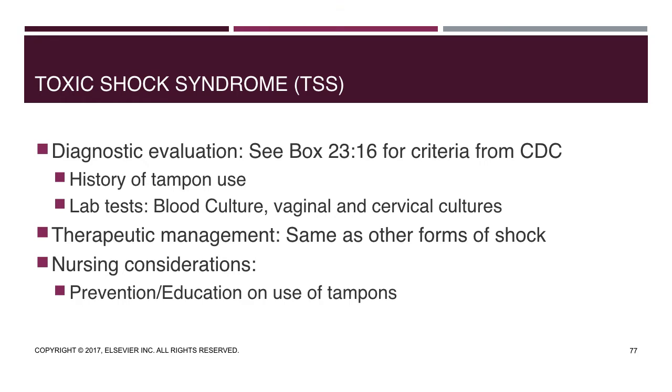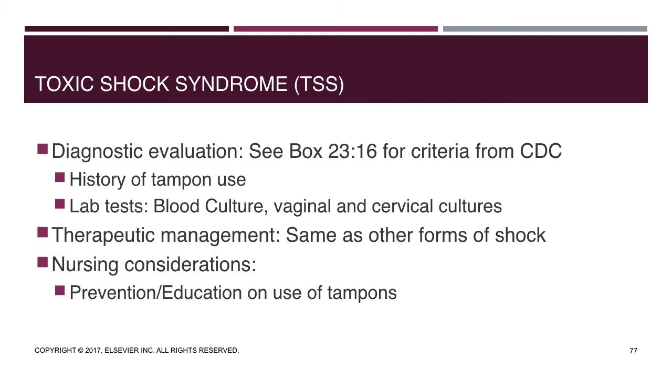So one specific form of shock that we've started seeing more in the news and deaths caused by it back in the late 70s, early 80s. This was really big news, was toxic shock syndrome. And if you look on box 2316, it'll give you criteria from the CDC as far as diagnostic evaluation.